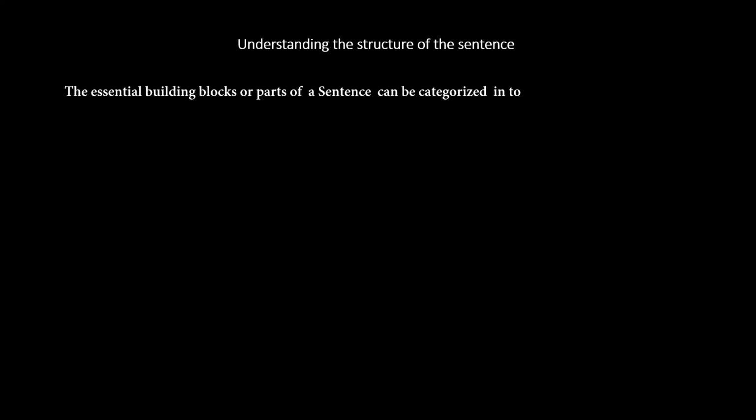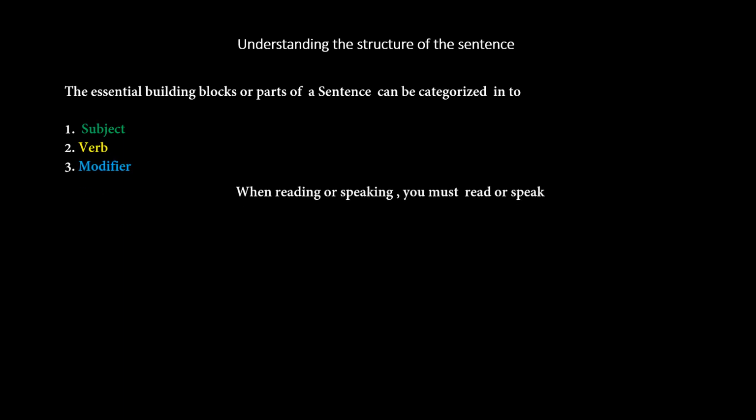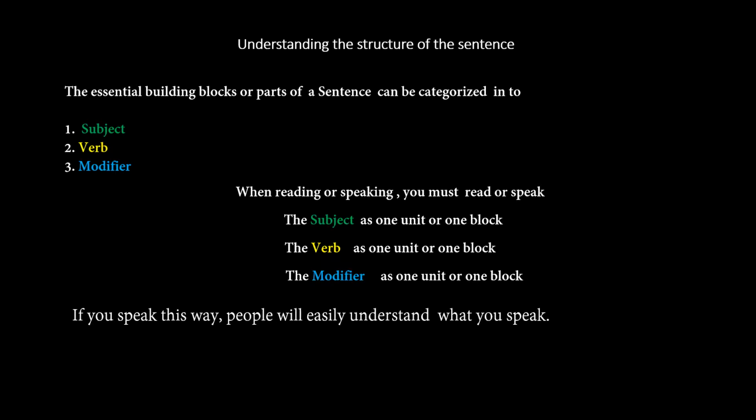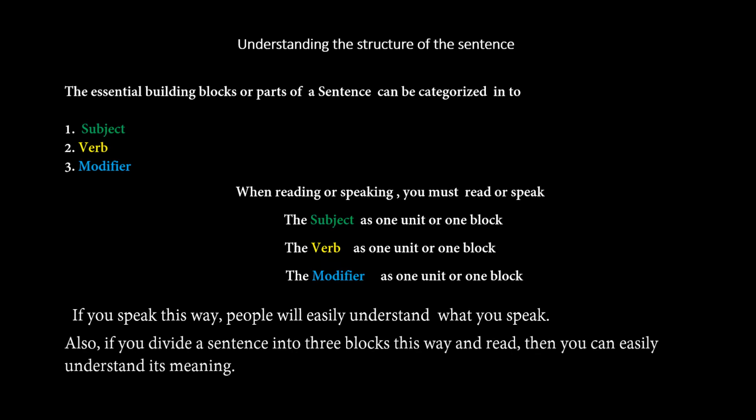Understanding the structure of the sentence. The essential building blocks or parts of a sentence can be categorized into the subject, verb, and modifiers. When reading or speaking, you must read or speak the subject as one block, the verb as one block, and the modifier as one block. If you speak this way, people will easily understand what you speak. Also, if you divide a sentence into 3 blocks this way and read, then you can easily understand its meaning.